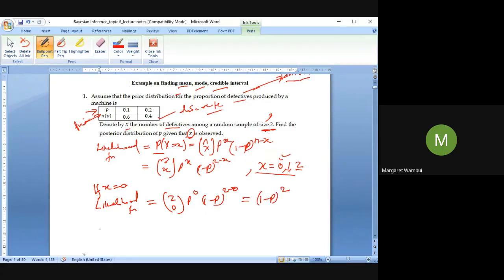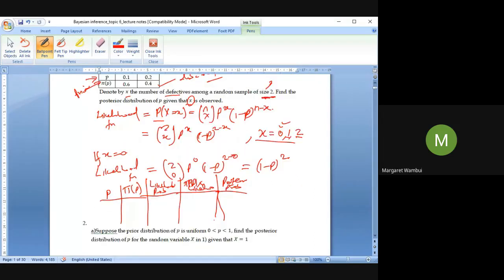And hence, you can now complete your table here, and you can even arrange it in column form. You have your P there, you have the prior values here, then you compute the likelihood values here, likelihood probabilities here. Then finally, remember the arrangement, you multiply your pi of P, that is your prior, times the likelihood. Then what do you do next? You will get your posterior probabilities here now.